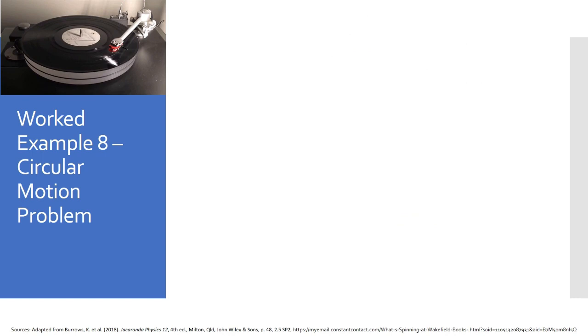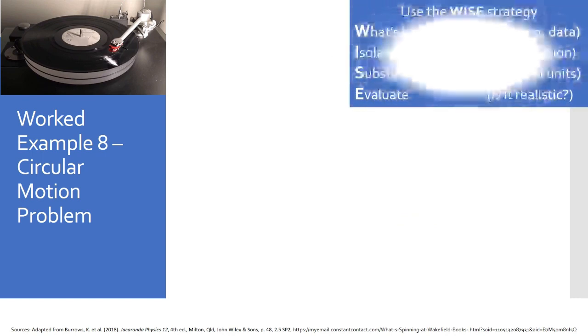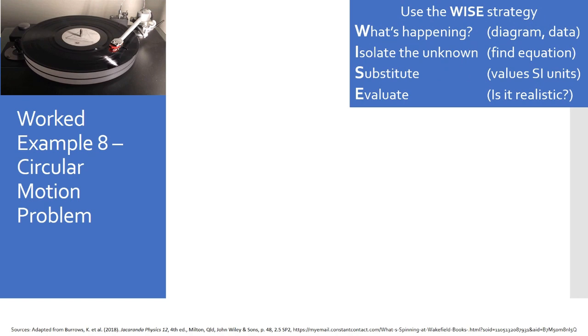Here's worked example 8. It's a circular motion problem. In these problems, we're going to use a WISE strategy. What's happening? So we draw a diagram, write down the data that we know. We want to isolate the unknown. So we find an equation, write it down, we might have to rearrange it in order to do the next step, which is substitute. So we substitute the values, making sure that they're all in SI units. And lastly, evaluate. Is it a realistic answer? Have we got not only magnitude, but the units? If it's a vector, do we have the direction? And have we rounded to the correct number of significant figures?